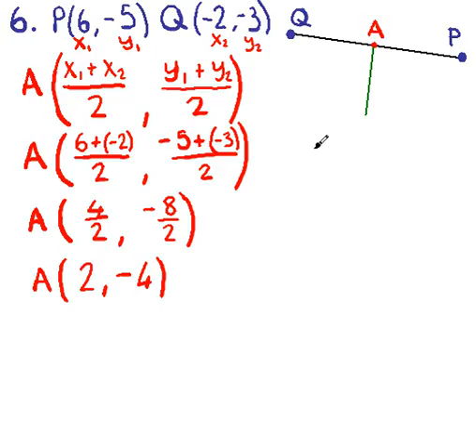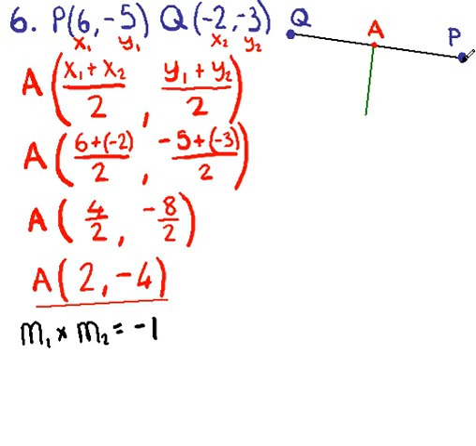We now have a point, but we also need the gradient of the green line. We can't use the normal gradient formula to work out the gradient of this line, because we would need 2 points on the line for that. What we can do is first work out the gradient of the line PQ. If we can work that out, then we can use the perpendicular lines equation to work out the gradient of the green line.